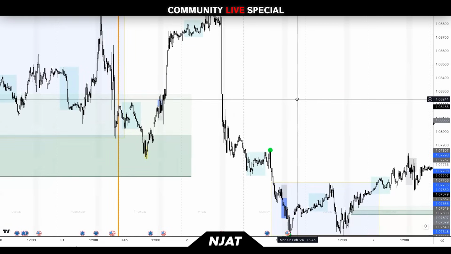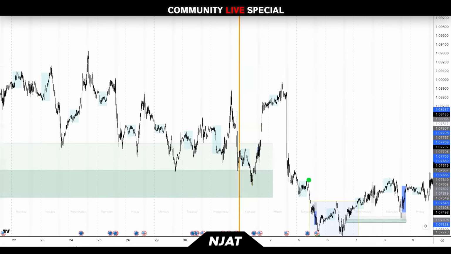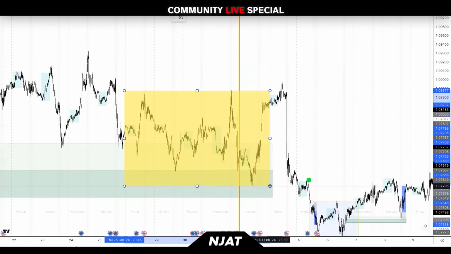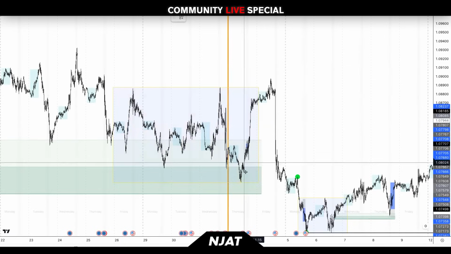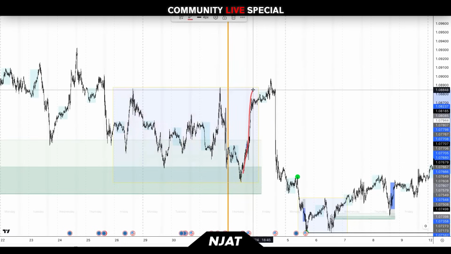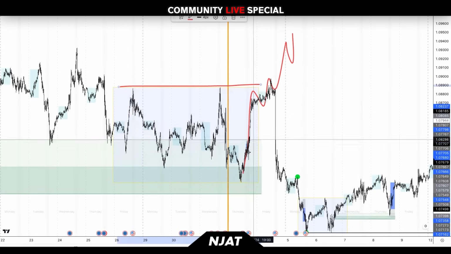Cool. Fridays, I don't trade Fridays. Then we get into Monday. Cool. So obviously we've broken out of this sideways range here. As we can see, price hasn't extended again, which is really important when we break out of sideways ranges. We don't get those continuations because we anticipate a potential breakout and initiation.